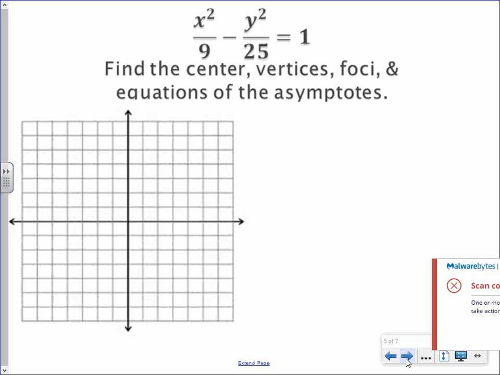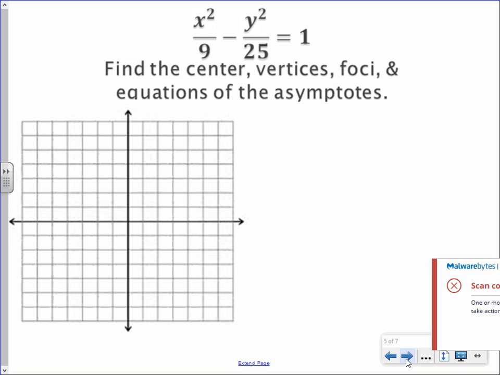Turn to your neighbor, tell them which direction you think it opens and why. Wait, does the A have to be diagonal? No, it doesn't. It's horizontal.